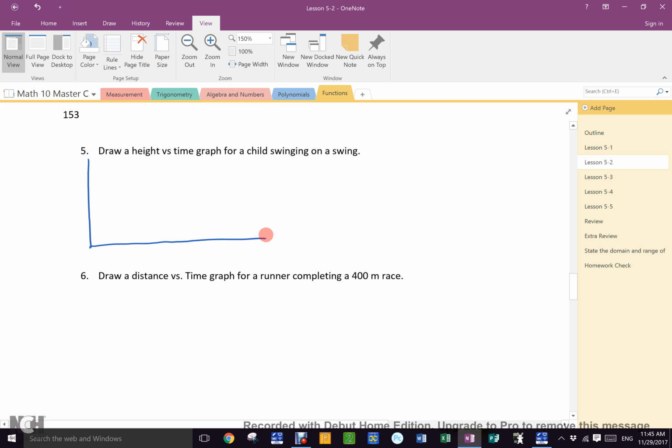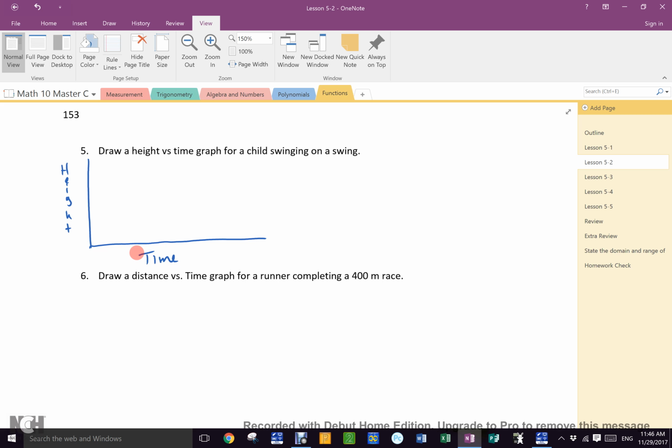What are the two things that I am counting in number 5? Height and time. One of those is an independent variable. One of those is a dependent variable. Which one is independent? Time. So time will be down here. Height will be over here. If you have done that, you are halfway to getting this correct.